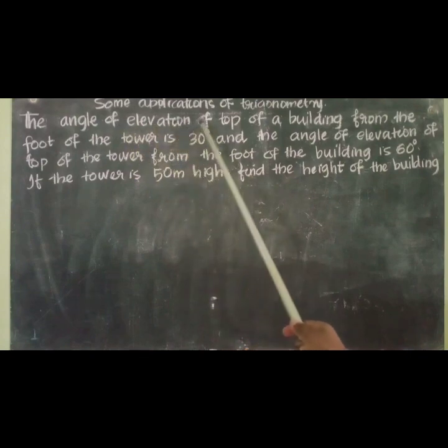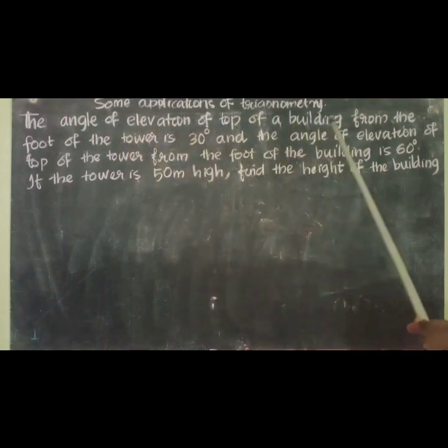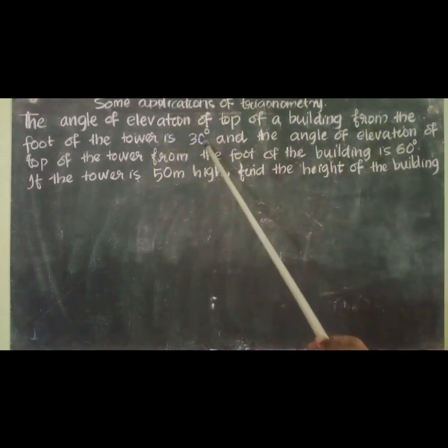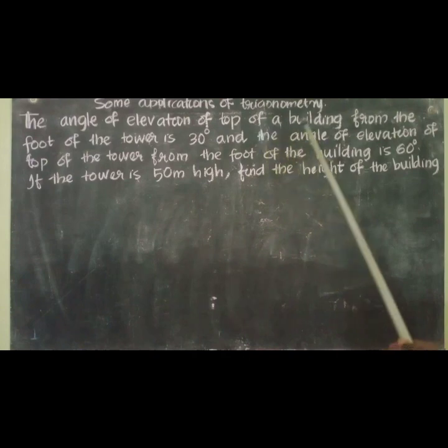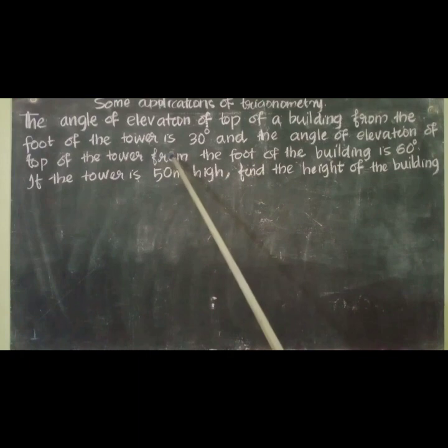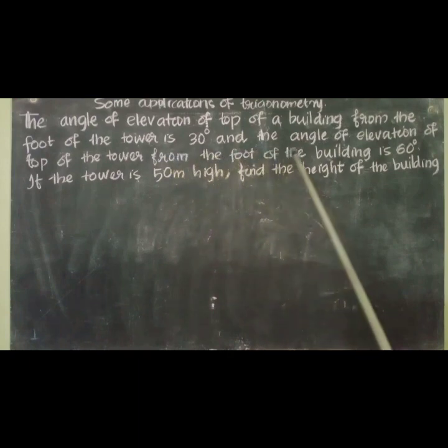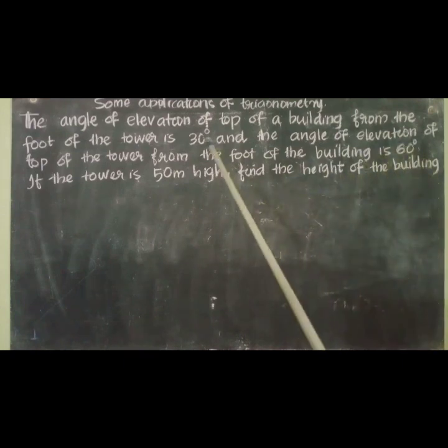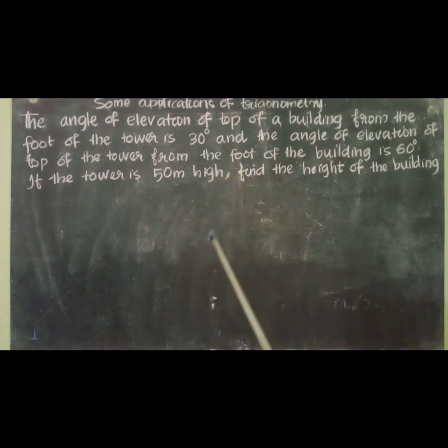Angle of elevation of top of a building from the foot of the tower is 30 degree and the angle of elevation of top of the tower from the foot of the building is 60 degree. If the tower is 50 meter high, find the height of the building. First, let us draw the figure based on this information.